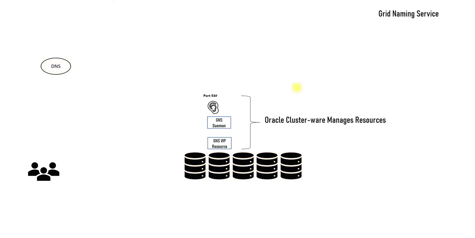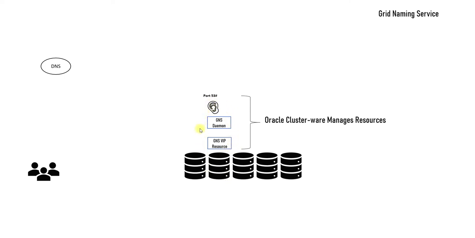So let's move on. As I already said, the cluster GNS daemon and GNS VIP resource are part of the cluster. These are cluster managed resources. The GNS VIP listens on port 53 for DNS requests. The user will be directly contacting the DNS server, and the DNS server will eventually route the request to the GNS VIP. One more important thing is that GNS VIP only runs on one node.